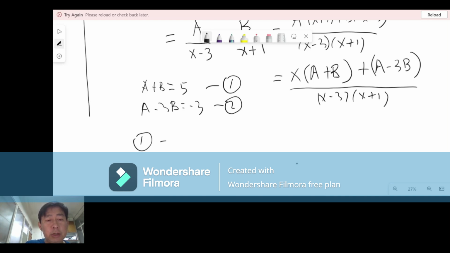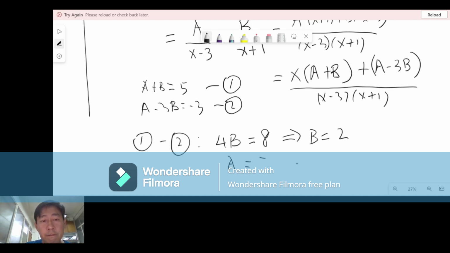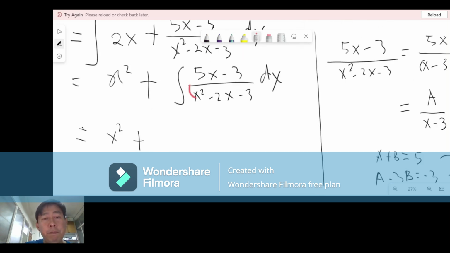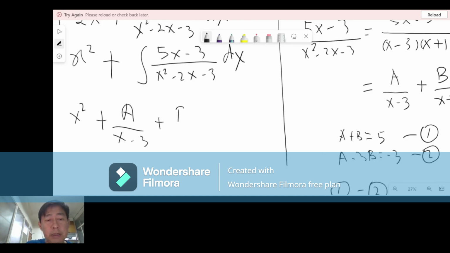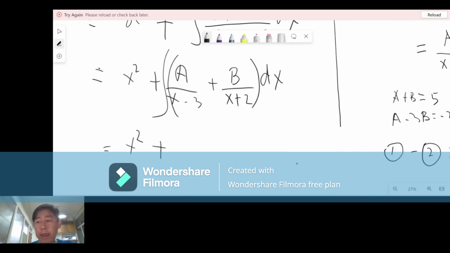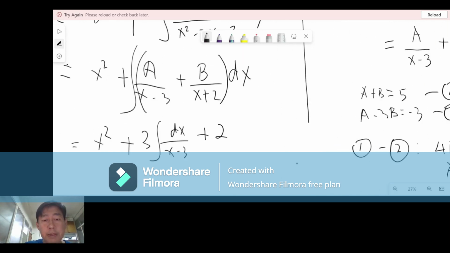Taking the difference between equation 1 and equation 2 will give you 4b on the left, and on the right-hand side it will be 8. Therefore, b is simply equal to 2. a is equal to 5 minus b, equal to 3. So now this proper fractional integration can be expressed as the integral of a over x minus 3 plus b over x plus 1 with respect to x, where a is 3 and b is 2.